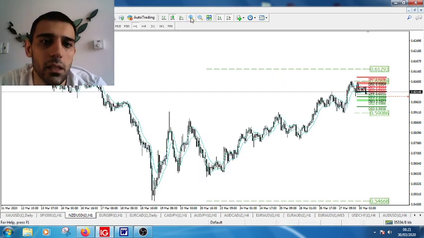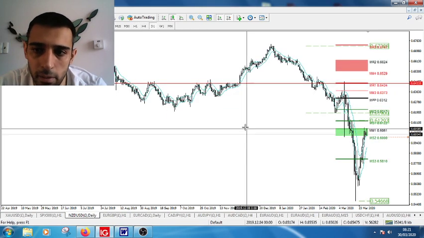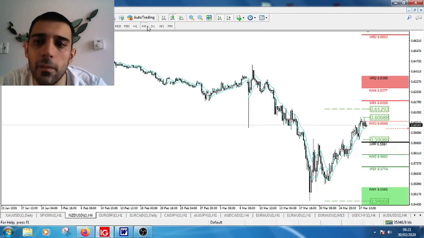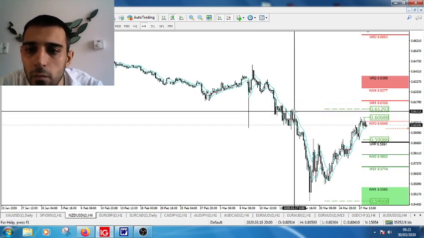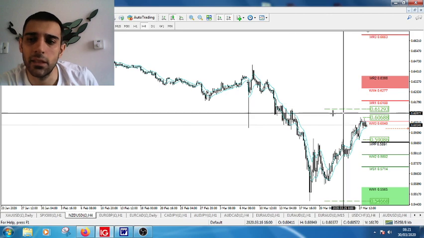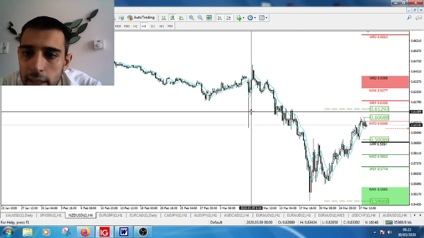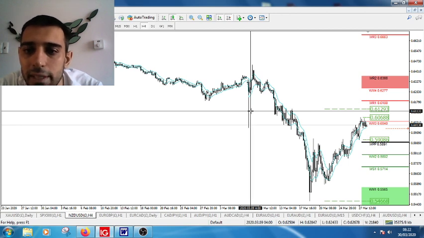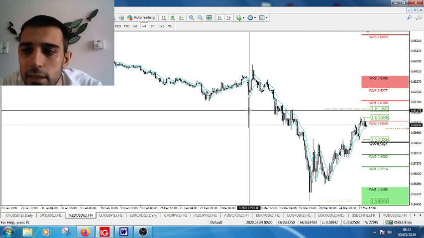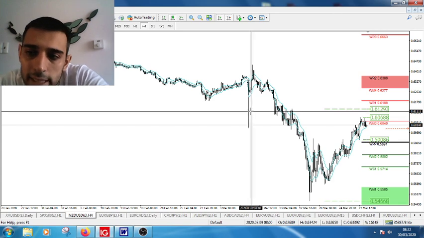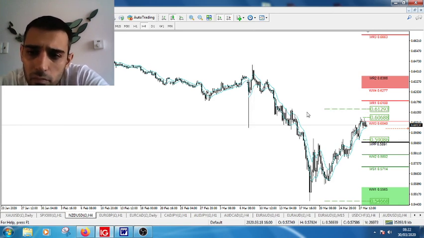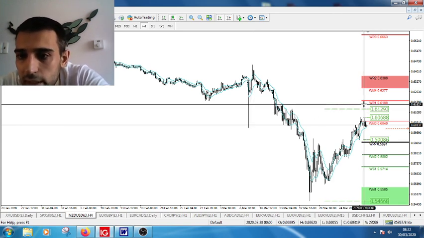Okay, there was another one. No, it's not. So we got this 4-hourly high. I thought there was another high there, but it's not. So this high here, which is 61.15, around 61.15 to 61.20 zone, that will be the target.